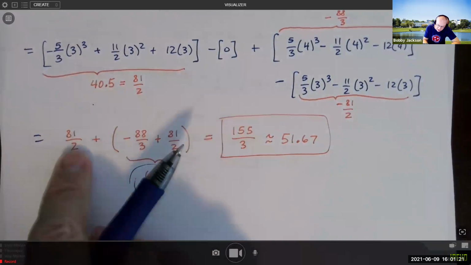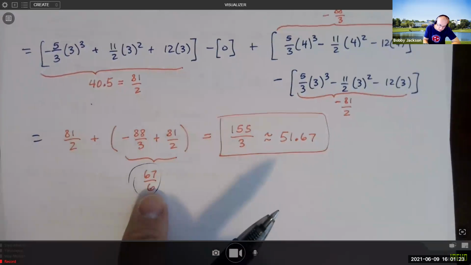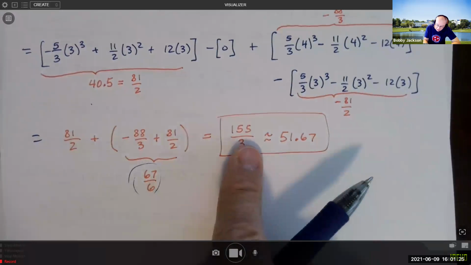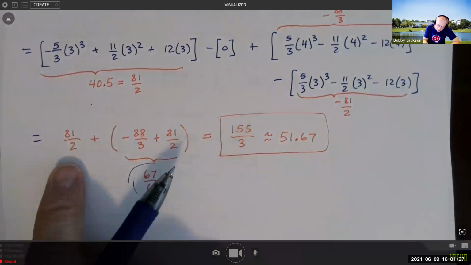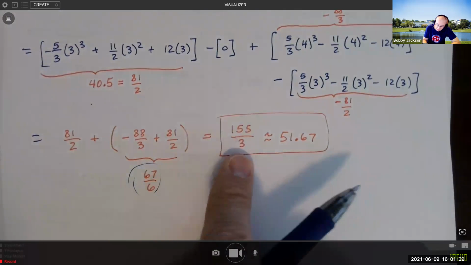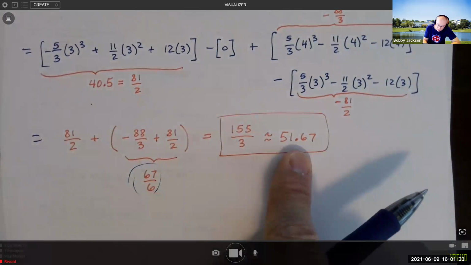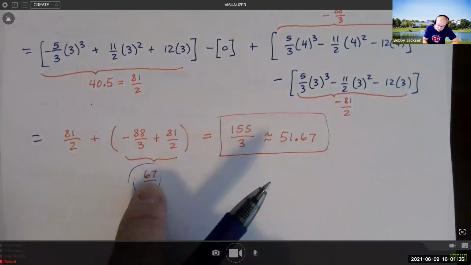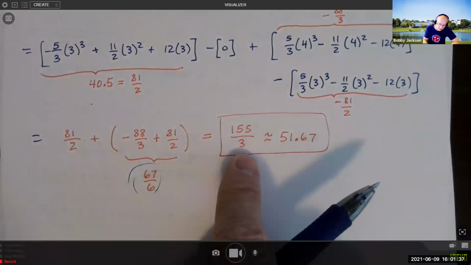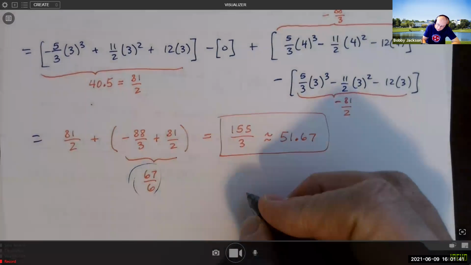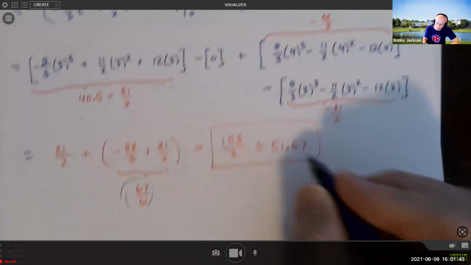And you can do these as decimals. Of course, it's better to round at the very end here. But 81/2 plus 67/6 is 155/3 or about 51.67. So you can use your calculator to do the adding of these fractions, convert to fraction key like I showed you. But there is our result. So the total distance traveled is 51.67 feet.